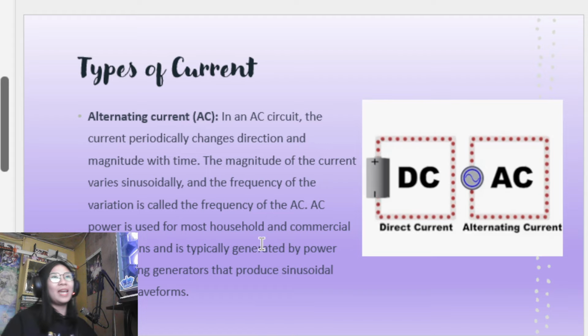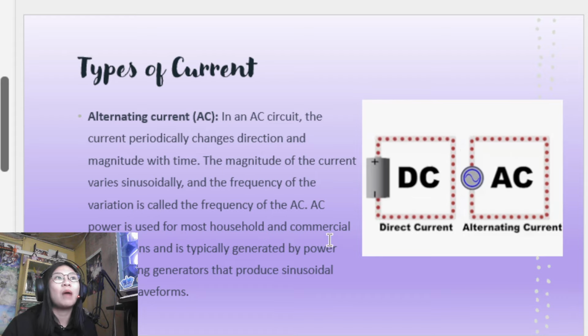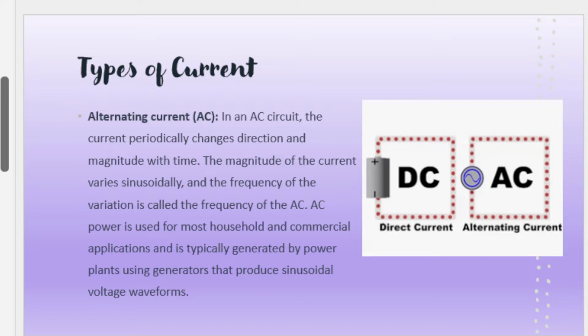Okay? So AC power is actually what we have in most households and our commercial buildings, no? So it is generated by power plants using generators, no? So mga generators na to. Generators like wind turbines for wind sources. We have turbines or hydro turbines from hydro sources. Okay. So mga power plants gikan, mga power grids gikan. So that is the AC, the difference between DC and AC. Actually daghan pa, but these are the common ones.